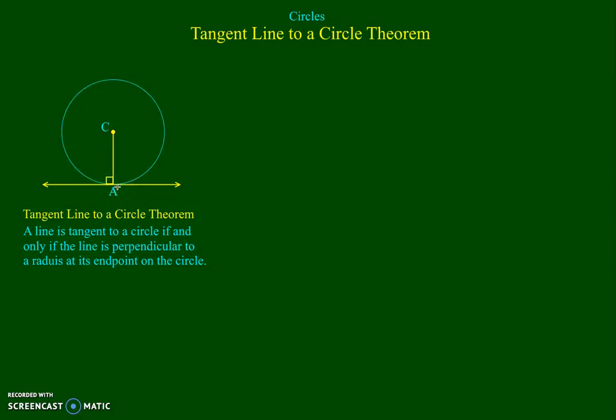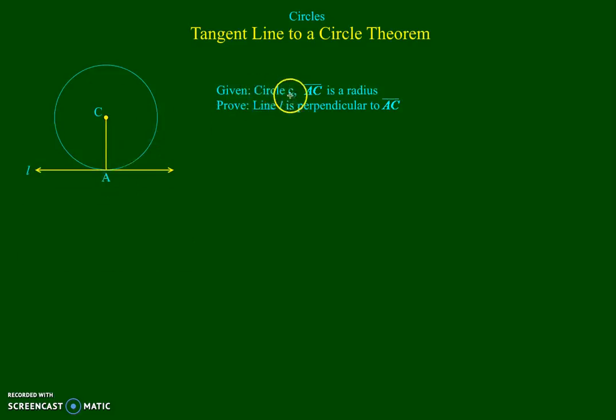And I'm going to engage this proof in a rather unconventional way, so let's go ahead and get started with that. So here we're given circle C, and we're told that AC is a radius. We need to prove that line L is perpendicular to AC. Now this proof is going to be a little unconventional in that an indirect proof is what we're going to use. In an indirect proof, we first start out by assuming that what we're trying to prove is not true. We will fail in that proposition, thereby proving that it is true.